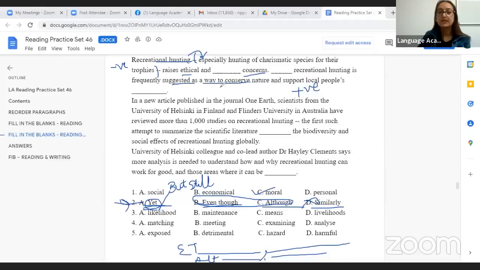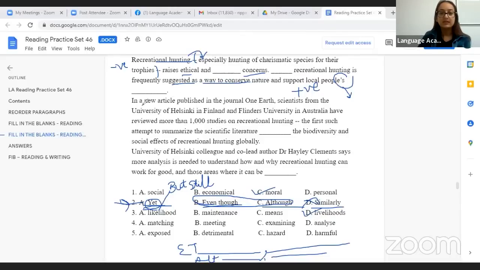So it is suggested as a way to conserve nature and support local people's, with an apostrophe, meaning something of the local people. Local people's livelihoods. Livelihoods is what we say for their basic subsistence needs, their bread and butter, their living. We cannot say likelihood, that is a possibility. We don't have maintenance of people, and we don't have means of people, but we do have livelihoods of people.